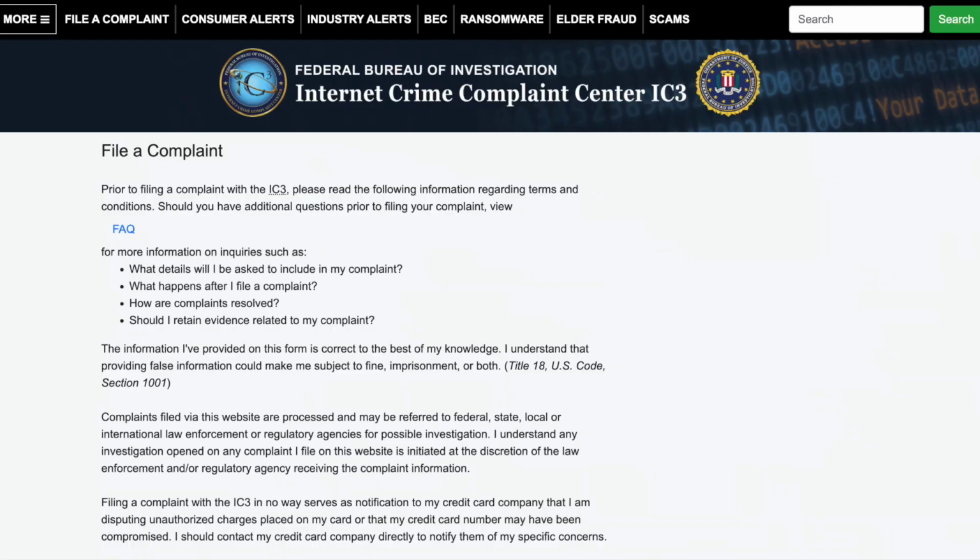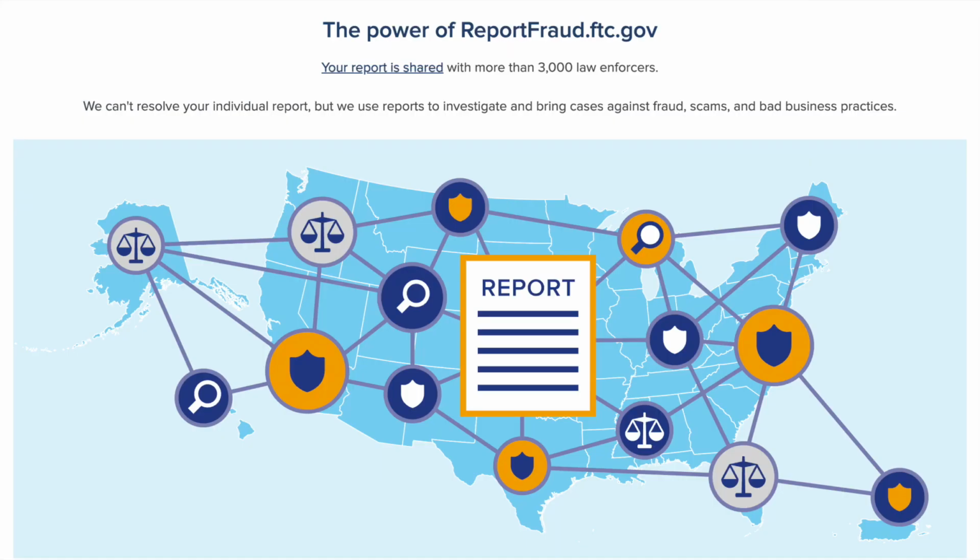Last but not least, it is crucial that you report the attack. In the United States, it is recommended that you report cybercrime to the Internet Crime Complaint Center, also known as IC3, and the Federal Trade Commission, also known as the FTC. Although these two government agencies both work to combat cybercrime, there is one key difference between the two. IC3 may look into your individual report, whereas the FTC will use your report to help aid large-scale crime-stopping initiatives.